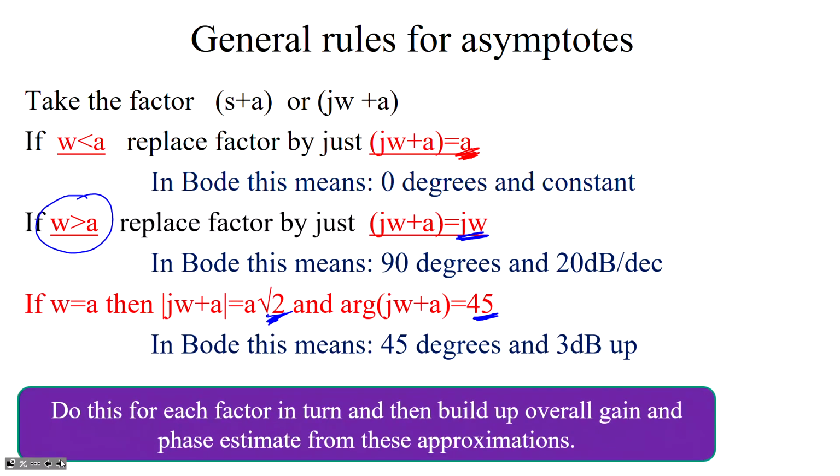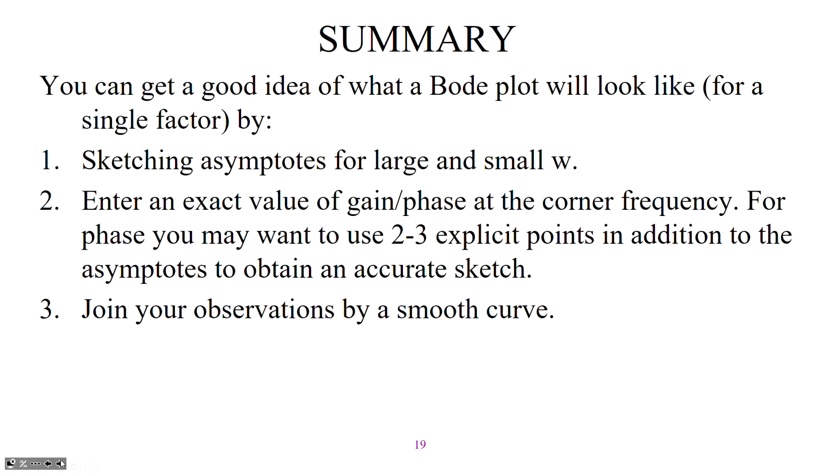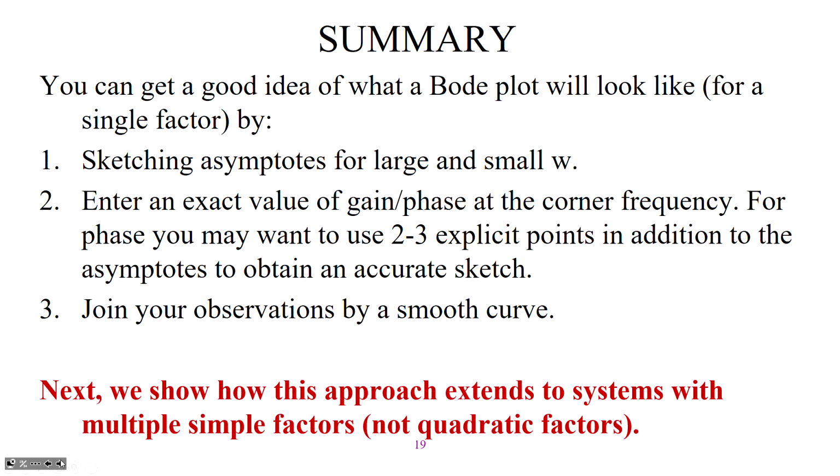And what we're going to do is use these general rules, and the key thing is for each factor in turn. So these rules apply to a single factor, and if we apply it to each factor in turn, we can quickly build up an overall gain and phase estimate. And we'll show you how to do this. So you can get a good idea of what a Bode plot will look like for a single factor by sketching asymptotes for large and small omega, and basically making a correction at the corner frequency and joining your observations by a smooth curve. Next, we want to see how do we extend this when we have multiple simple factors.